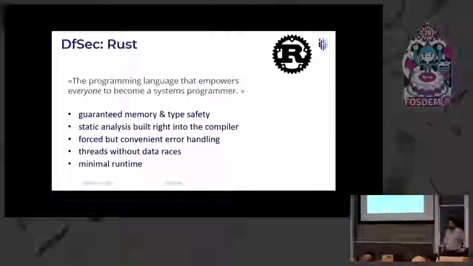So we're using Rust. Some of the cool features of Rust are guaranteed memory and type safety. There's static analysis built right into the compiler, 25 years of programming languages and static analysis research that is just available right there. It's a very good way to deal with errors: you cannot ignore errors in Rust, but it's not hard to deal with them either. It has very good concurrency primitives, and like I said, basically no runtime. You can just compile it down to the bare metal, which is what we need to do in this environment.